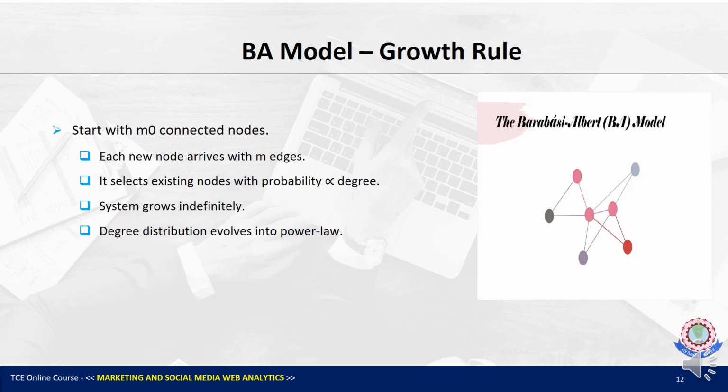The growth rule. You begin with a small connected network. Each new node adds m edges, choosing existing nodes according to their degree. Over time, this builds a network where the degree distribution follows a power law.